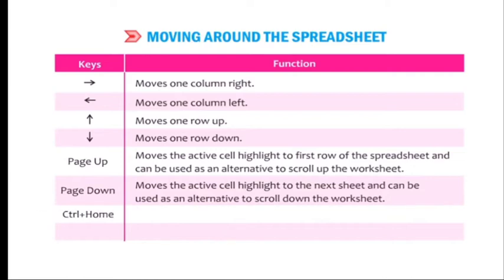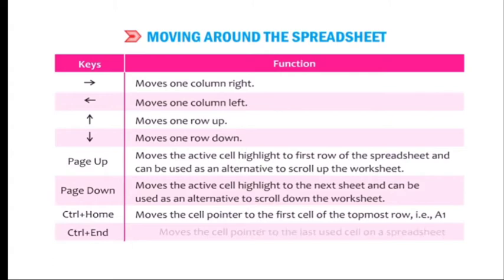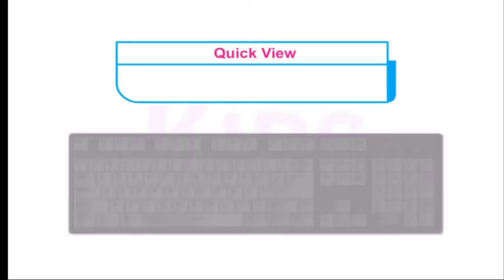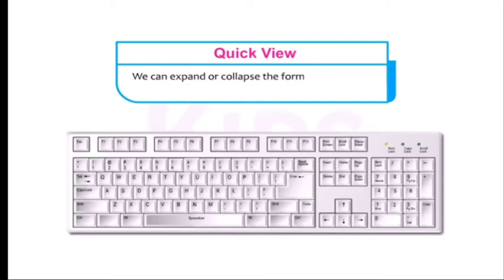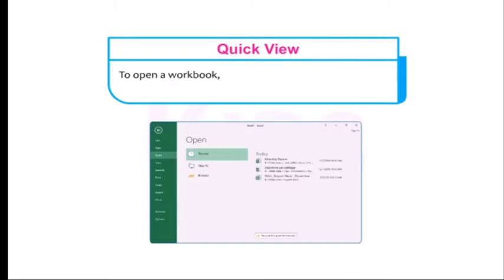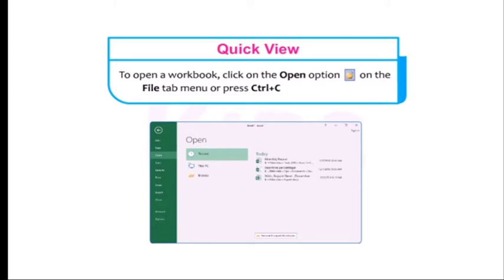Control plus Home moves the cell pointer to the first cell of the topmost row, that is A1. Control plus End moves the cell pointer to the last used cell on a spreadsheet. Let me share a few interesting shortcuts with you. We can expand or collapse the formula bar by using the Ctrl plus Shift plus U key combination. To open a workbook, click on the Open option on the File tab menu or press Ctrl plus O key combination.